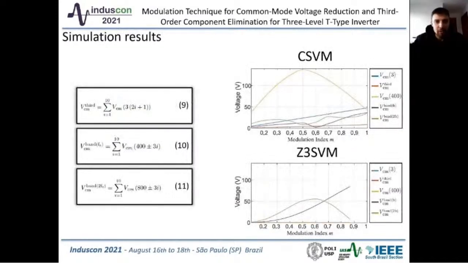To evaluate the harmonic content from the common mode voltage, the figures on the left illustrate the individual components. To evaluate the switching frequency sideband components, three variables are created and can be determined by equations 9, 10, and 11. The only components that the proposed modulation has are the sideband components at the switching frequency, and at double the switching frequency.